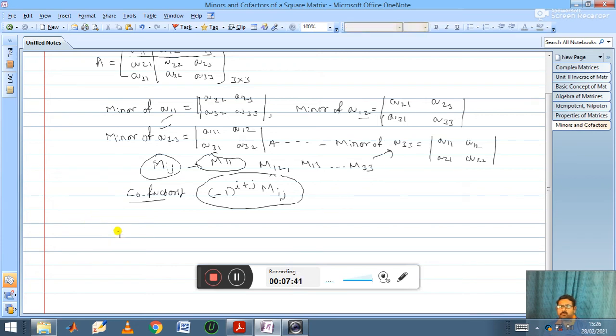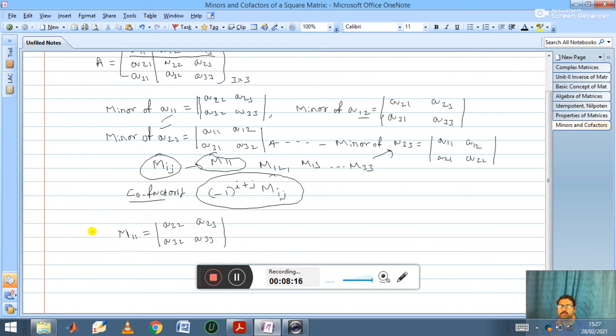So the minor of the first element is represented by M11. M11 is nothing but the first row, first column element's minor. If you delete the first row and first column from the given matrix, then you write A22, A23, A32, A33. This is your minor. You already wrote it as A11.